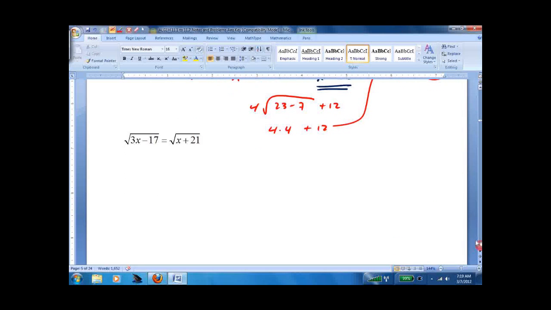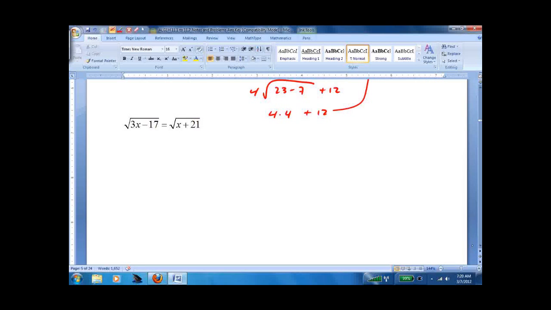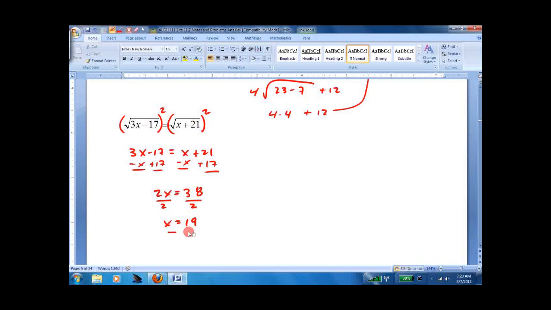Slightly different type of problem. See if you can figure out how to solve it on your own. You might want to pause the tape and see where it goes. If you're chicken and you didn't bother doing that, no problem. Square both sides. See if it works.